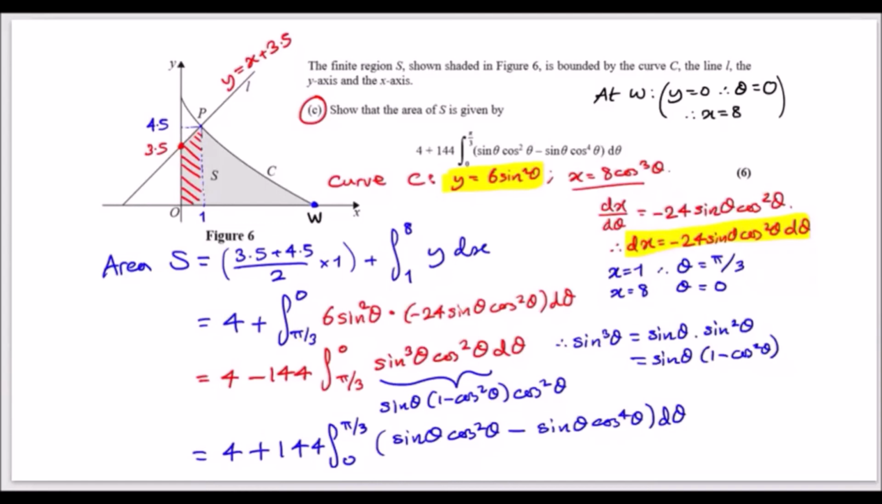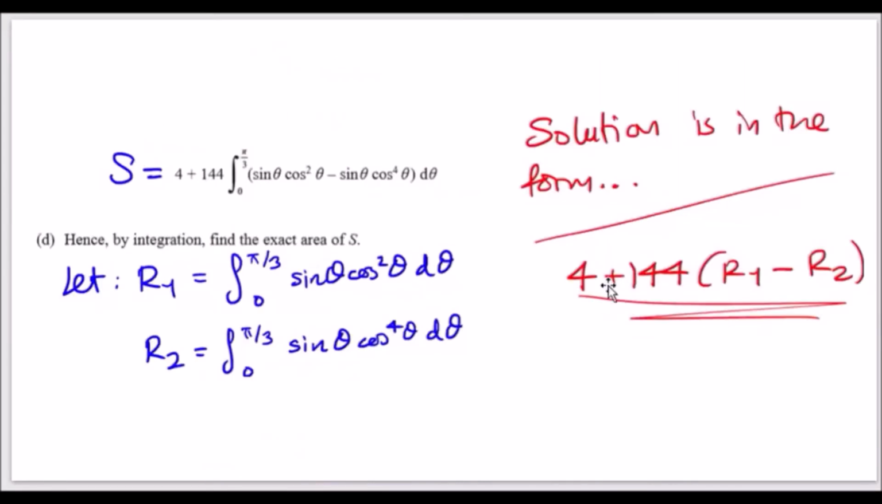Now let's move on to the final part of this. Okay, so I call this one S, just because that's what they call themselves, the area of S. Now, hence by integration, find the exact area of S. So for this kind of form, since you've got 2 different parts to integrate, which you can combine by the way, but in this case we won't.